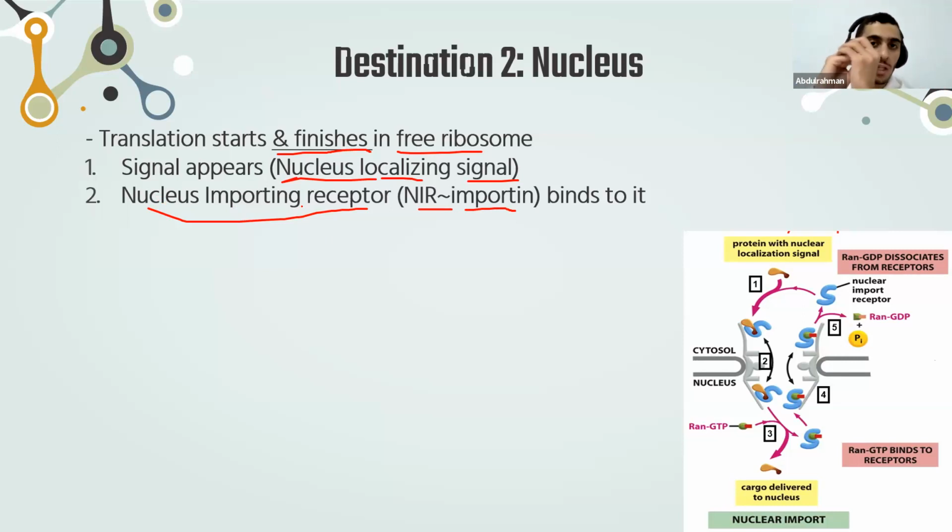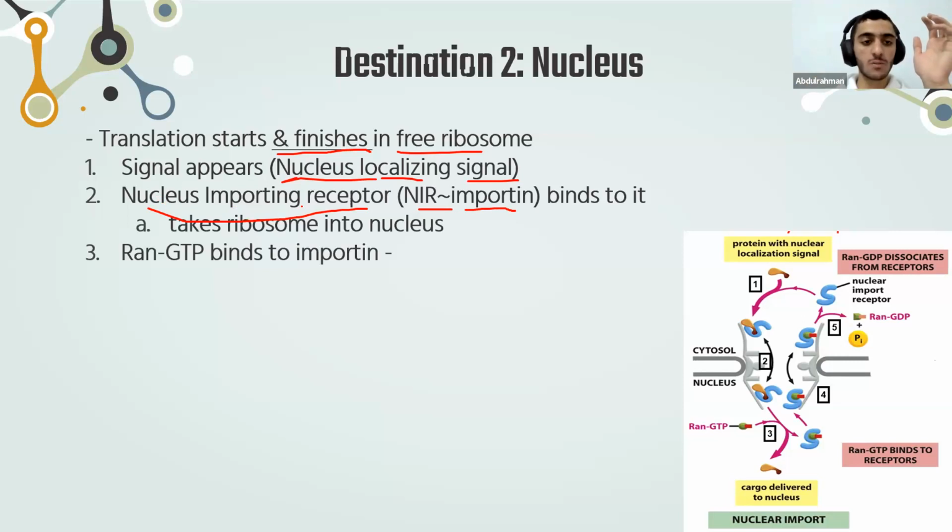What is the next thing that we need? We need a receptor for this signal, or for this receptor, a receptor for the receptor. And this receptor is going to be found on the nucleus. Now, what exactly is this receptor going to be? This time it is what we call RAN-GTP.